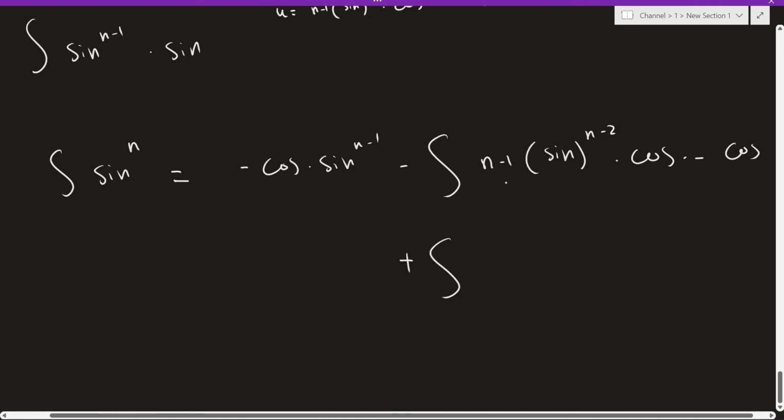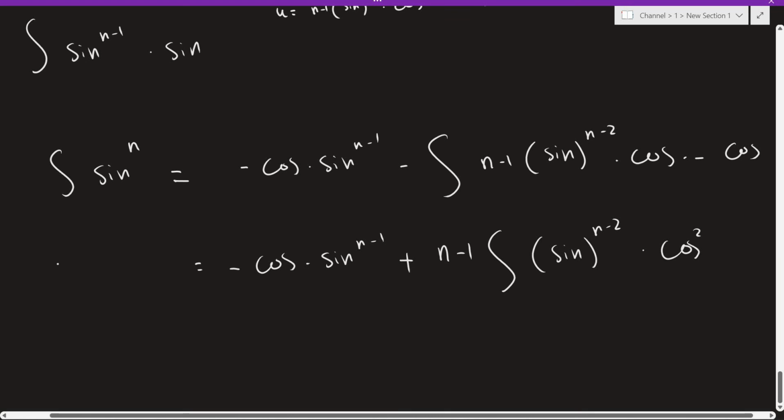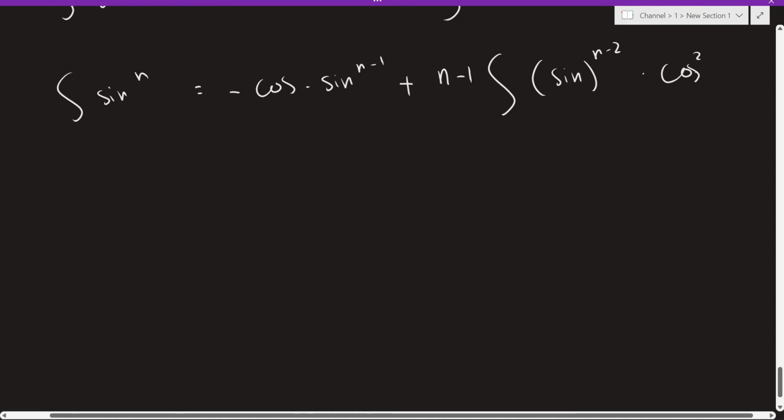It's going to be positive, and n minus 1 is a constant, so we can take it out. N minus 1 goes out. The integration of sin^(n-2) and cosine times cosine is cosine squared. All right, put everything back here, equal to sin^n. So what do we have here? We have cosine squared, which can also be turned to 1 minus sine squared.